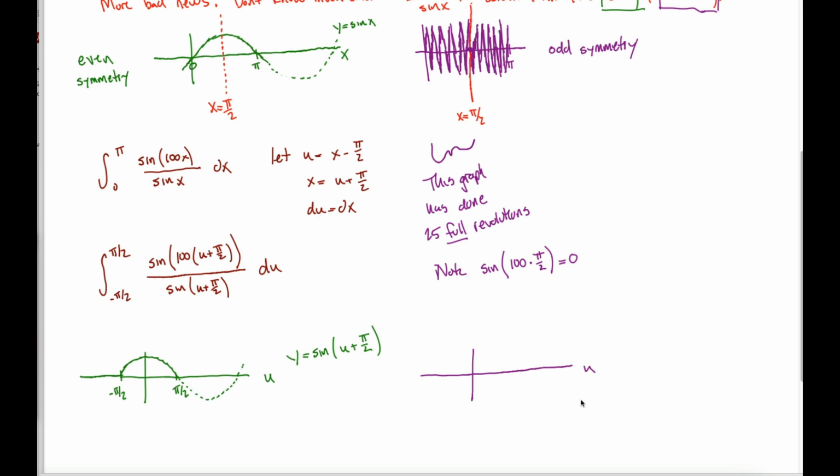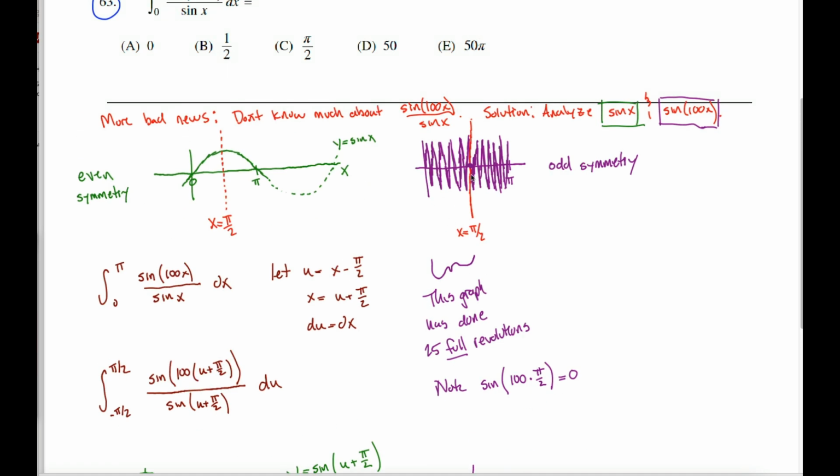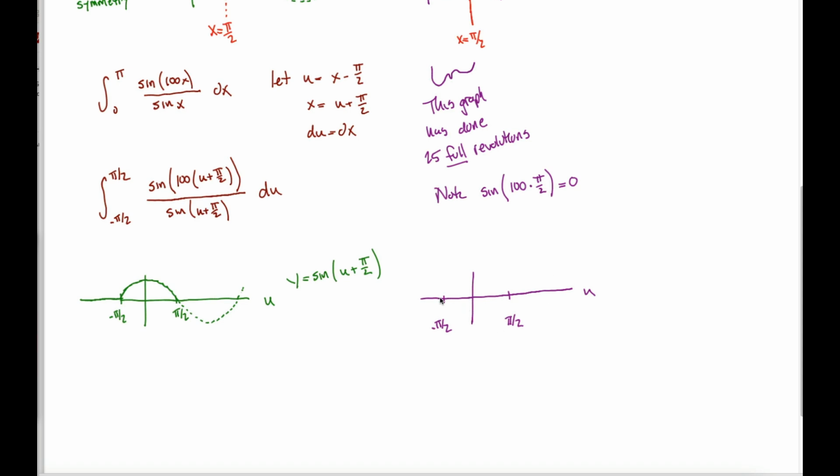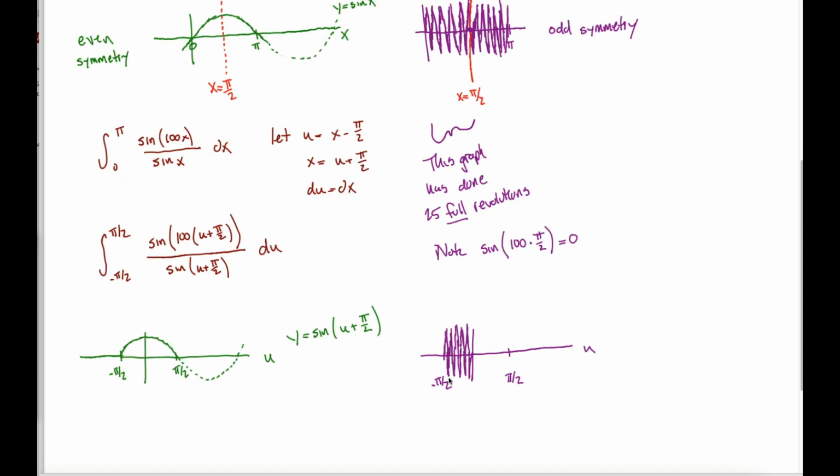This is the u-axis. I want to sketch the graph from negative pi over 2 up to positive pi over 2. This graph will look identical to this graph, except the region up here pictured from 0 to pi will be pictured down here from negative pi over 2 to positive pi over 2. So between negative pi over 2 and the origin, I have my 25 full revolutions. I go through this point at the origin, and I have 25 more full revolutions between the origin and pi over 2. It's hard to see, but the important characteristic is that we go through the origin here, and that, in the symmetry of the sine graph, makes this an odd function.